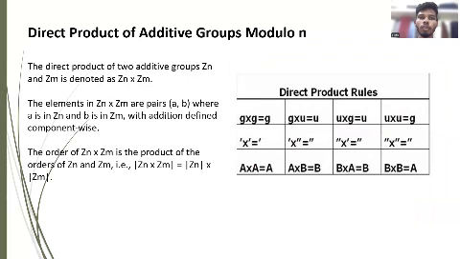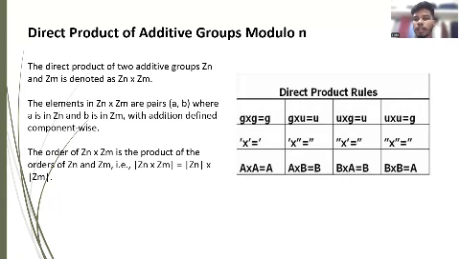Next, we'll move on to the direct product of the additive groups modulo n. The direct product of the two additive groups Zn and Zm is denoted as Zn × Zm. The elements in Zn × Zm are pairs (a, b), where a is in Zn and b is in Zm, with addition defined component-wise. The order of Zn × Zm is the product of the orders of Zn and Zm.